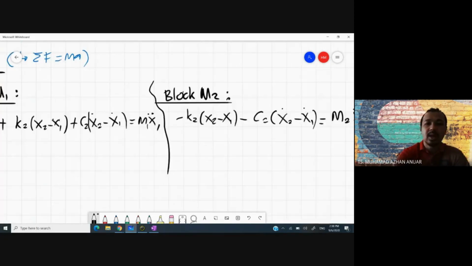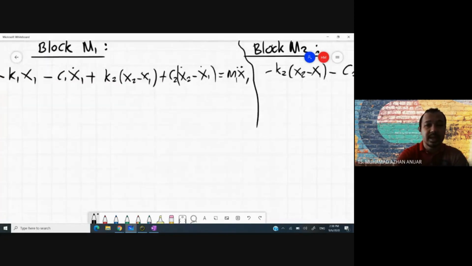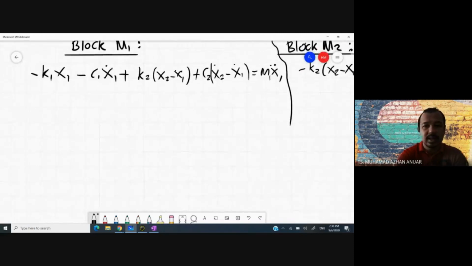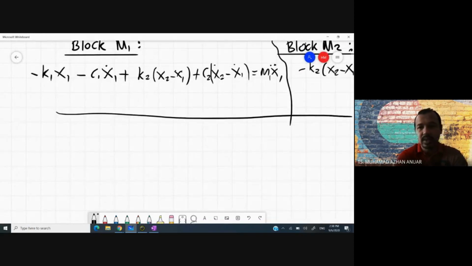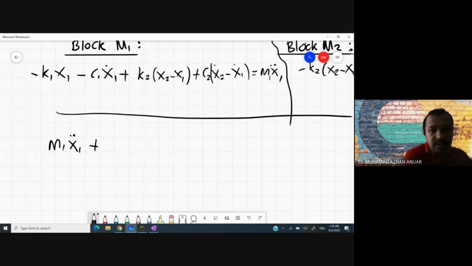Okay, so you have 2 equations. Let's rearrange this one. We have one equation as M1 X double dot 1 plus, so this C1 X dot 1, we can combine it with C2 X dot 1 there. Since negative, negative, we bring it to the other side, you get positive. So you get C1 plus C2.